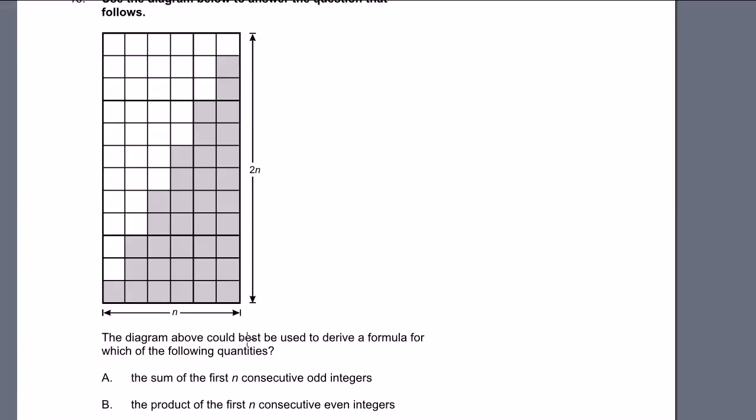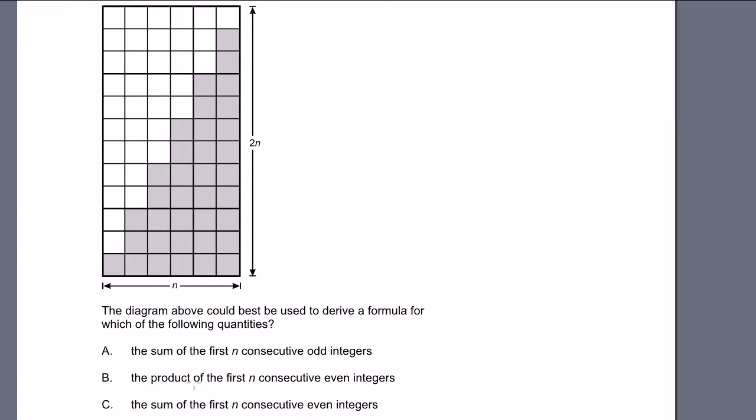The diagram above could best be used to derive a formula for which of the following quantities? Interesting. All right, the sum of the first n consecutive odd integers. Now, does that make any sense? So we have n here, and they say the sum of the first n consecutive odd integers.